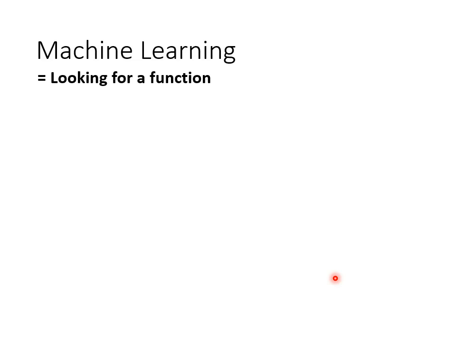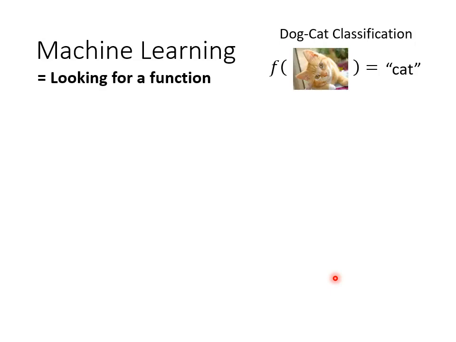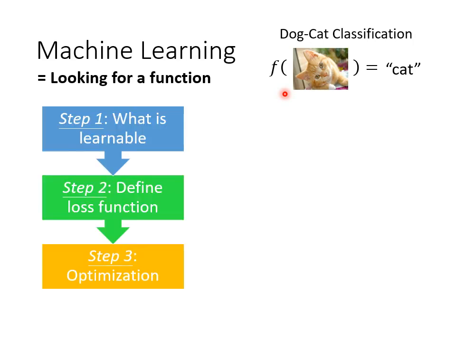Everyone knows that machine learning is looking for a function. Like if you want to build a dog and cat classifier, what you need is to find a function which can take an image as input, and output is the object in the image. To achieve that, we need 3 steps. So to find the function, there are 3 steps in machine learning. The first step is to decide what is learnable.